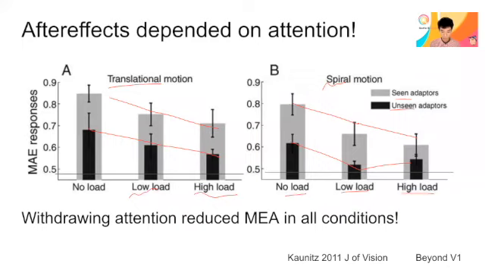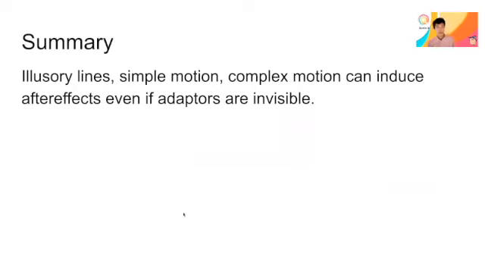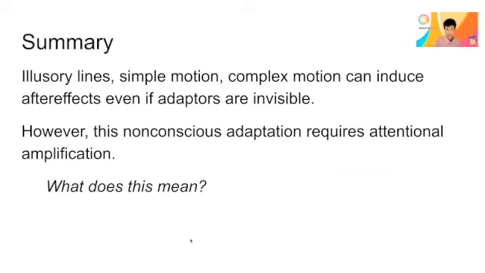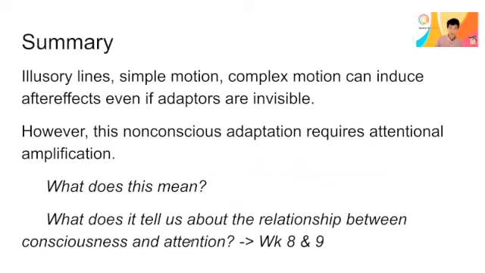So what it means is that illusory lines or simple motion or complex motion can induce aftereffects, and it can do that even when the adapters are invisible. However, this non-conscious adaptation requires attentional amplification. If you are attending to something else, then this non-conscious adaptation effect becomes weaker. What does this mean? What does it tell us about the relationship between consciousness and attention? This is the kind of issue that we are going to talk about in weeks 8 and 9, and we'll come back later.